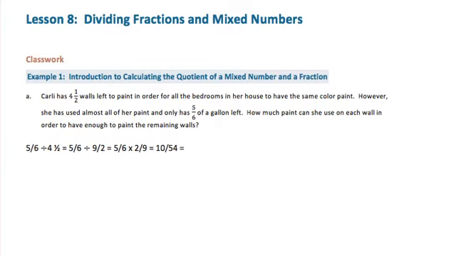And then we should always simplify a fraction if we can. Both 10 and 54 are even numbers, so they're divisible by 2. 10 divided by 2 is 5. 54 divided by 2 is 27. So our final answer is 5/27. She has 5/27 of a gallon for each of the 4.5 walls.